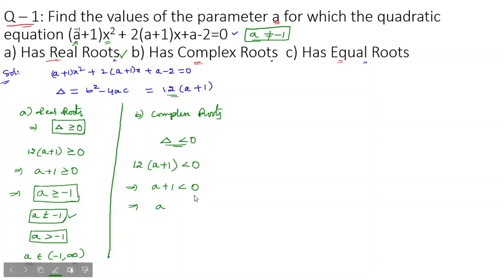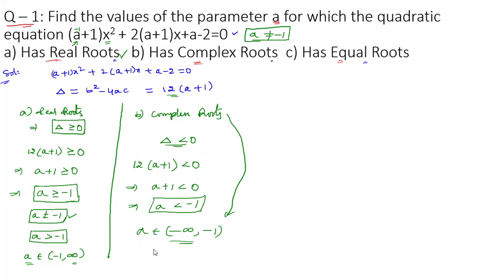This is 0. So now a must be less than minus 1. So when a belongs to the interval minus infinity to minus 1, the given quadratic equation will have complex roots. So a can take any value between minus infinity and minus 1.